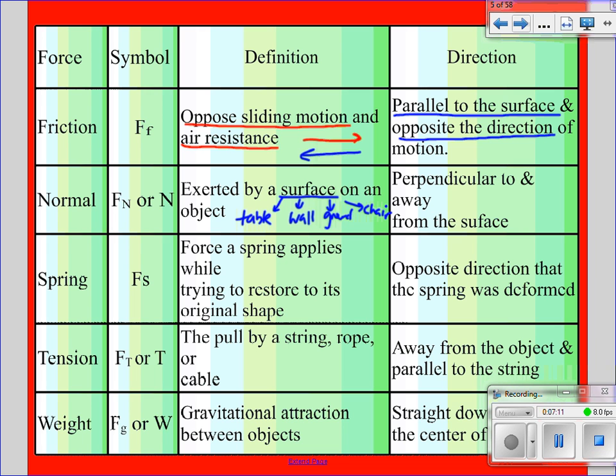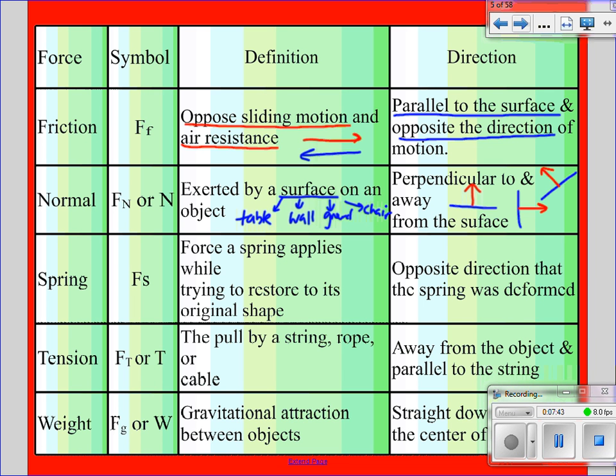So let's take some examples. If the surface was a tabletop like so, the force normal would be perpendicular and away, like that. If the surface was a wall, like this, the normal force is perpendicular away from the wall. What if the surface was a ramp? Once again, the normal force would be perpendicular and away. So the normal force is always going to be facing perpendicular and away. It's the force that the surface exerts on the object.